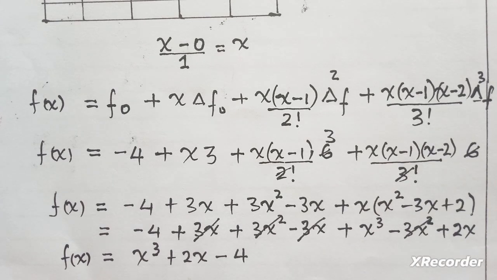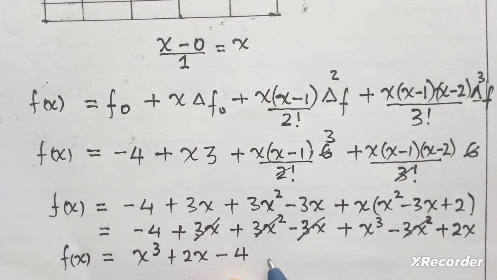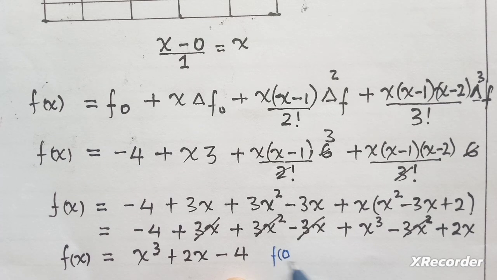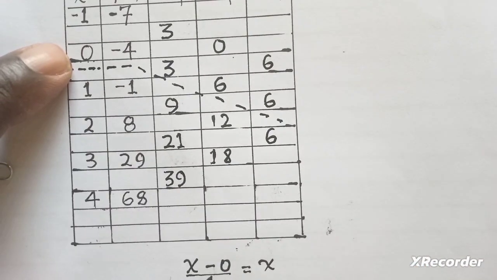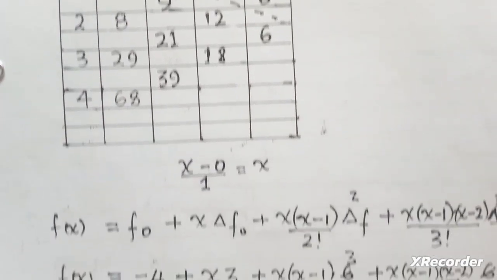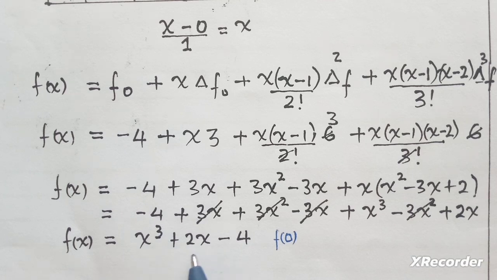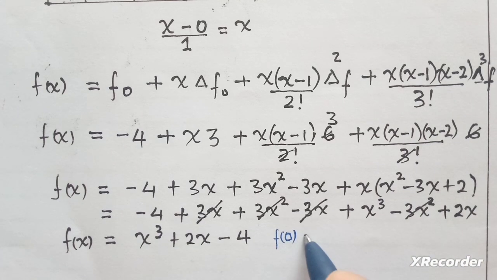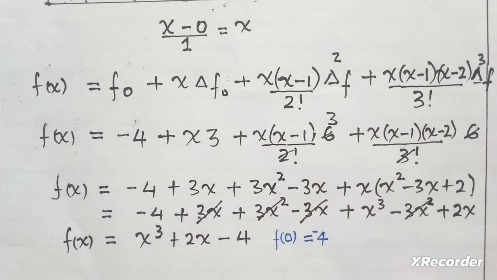Because we can put, let's say, f(0) here. Though we are not asked to put it, guys, we can try. We have f(0) here, so let's put 0 and see whether we get -4. If we do that, we shall find this is 0, this is 0, then we have -4. And so, guys, we know that that equation is actually correct.